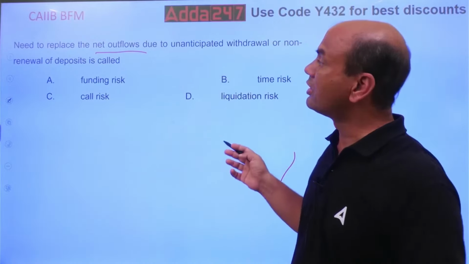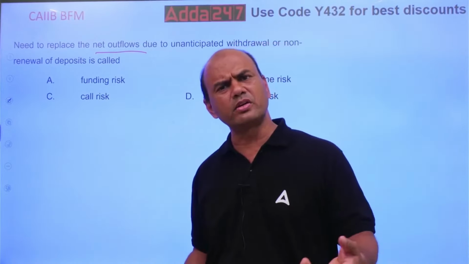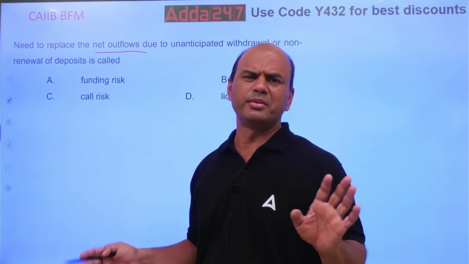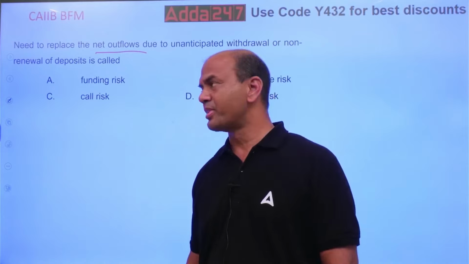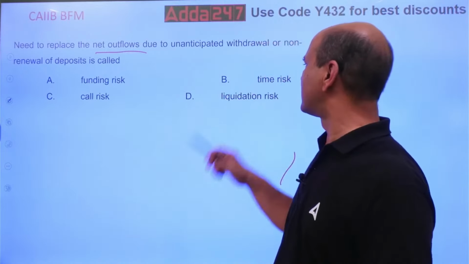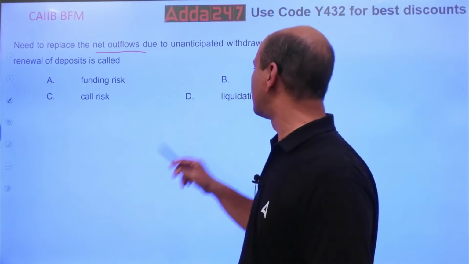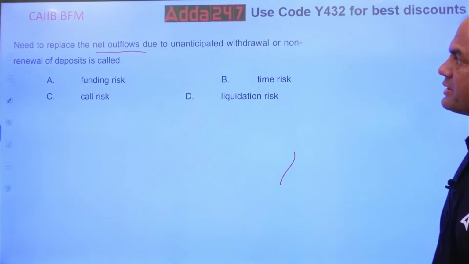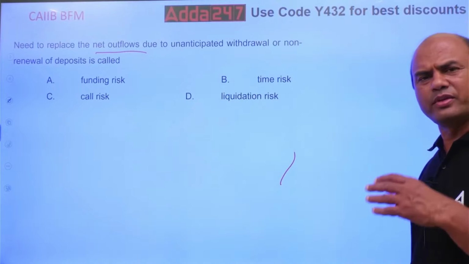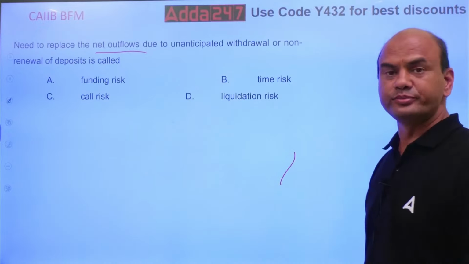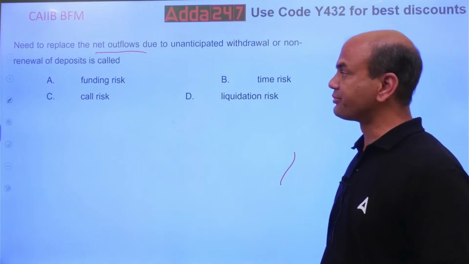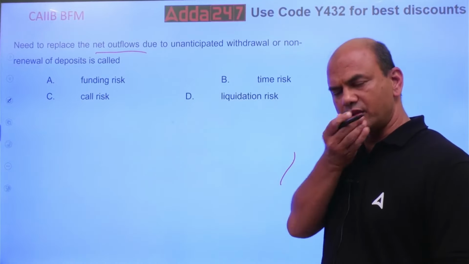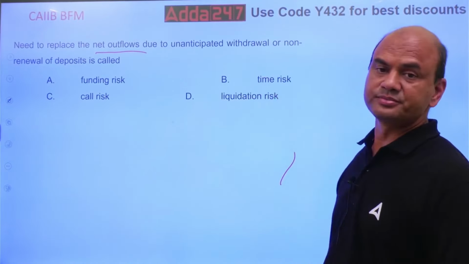Unanticipated withdrawal or non-renewal of deposit. People are not renewing the deposit. Why? The rate of interest has gone down immediately. People are not renewing it. So it is called as what? Funding risk, time risk, call risk or liquidation risk. What is it? Now it can have various answers. Okay? It can have various answers. There can be 3-4 more risks which can be in this.